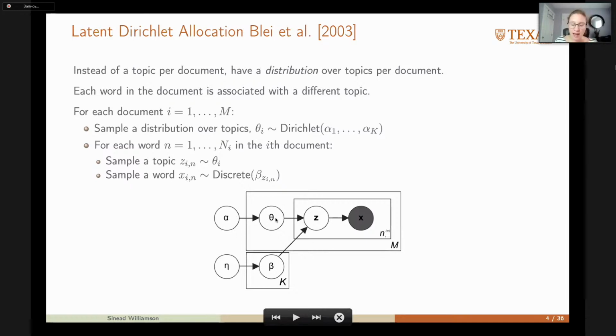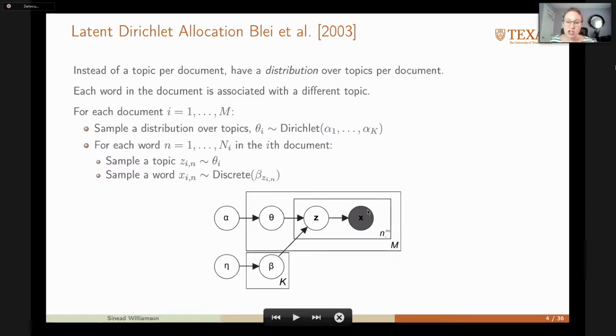Each of those have a separate distribution theta over topics. And then for each word in that document, that's this internal box, we're going to sample a topic from that document-specific distribution. Then we're going to look at the corresponding beta and sample a word from that beta. And that gives us our observations for the documents, like up to some ordering.